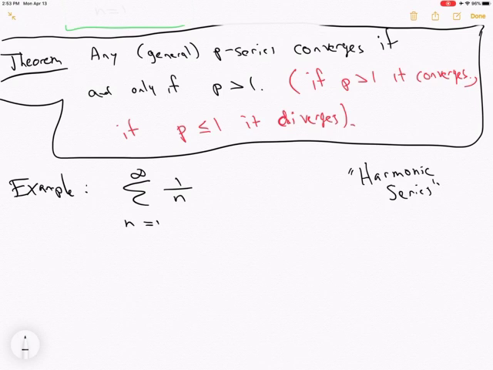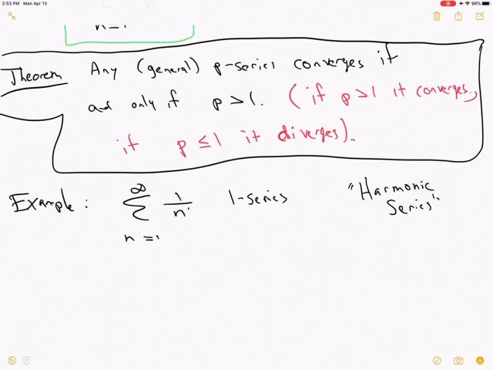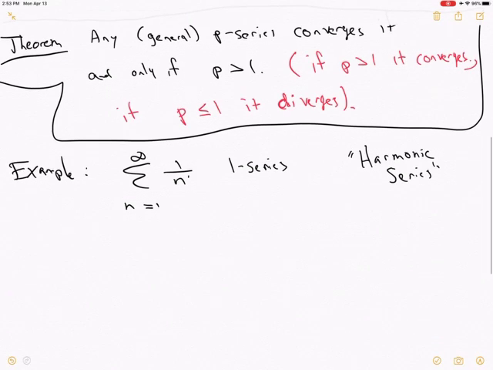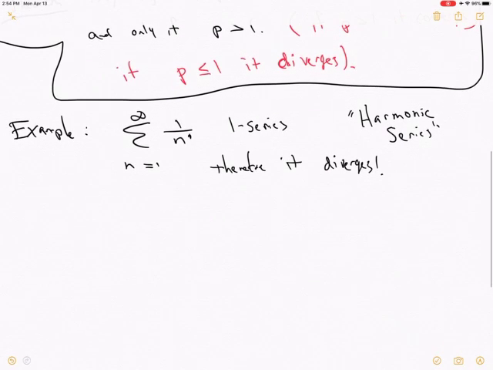But here, this is clearly a p-series. This is a 1 series, because certainly this is the same thing as 1 over n to the 1 power. You can put a little 1 there if you want. Exponentiating to the 1 power doesn't do anything. It's a 1 series, and therefore it diverges. Okay, because that's the general p-series test. It converges only if p is strictly bigger than 1. So this series diverges, because p in this example is 1.